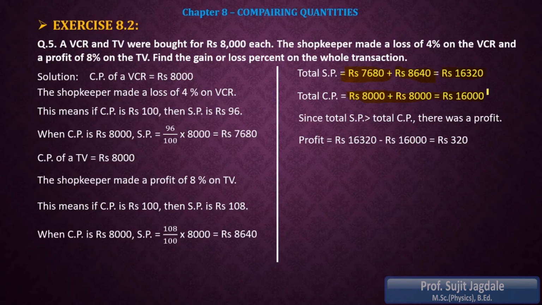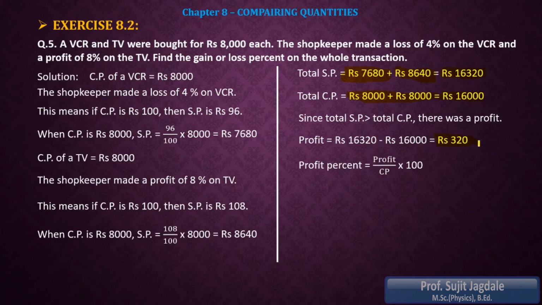So how much profit is there? Subtract the CP from SP. That means this 16,320 minus 16,000. So you will get Rs 320. Rs 320. Then the same formula you have to use which we had used in the previous example.